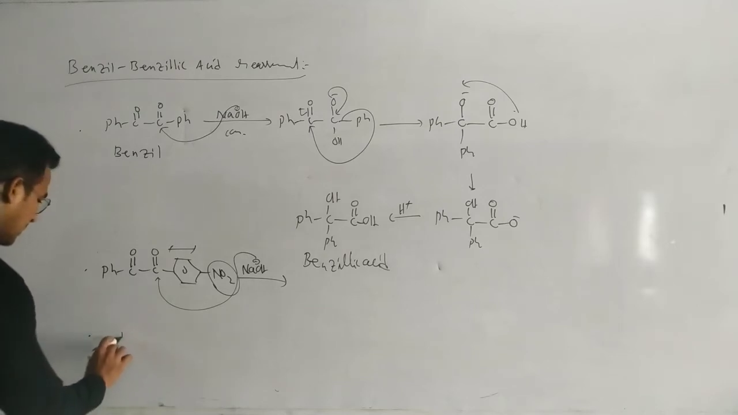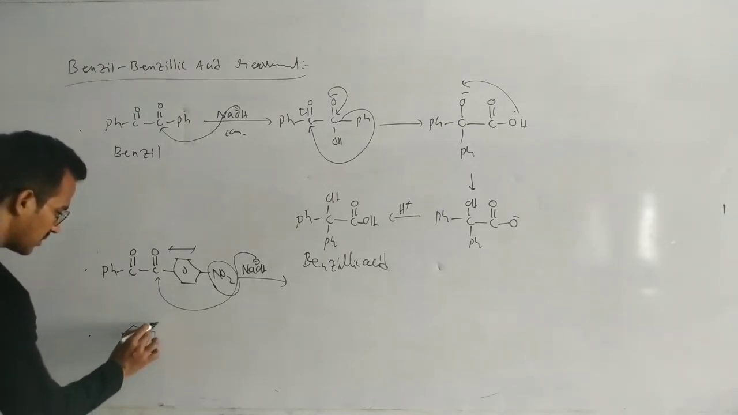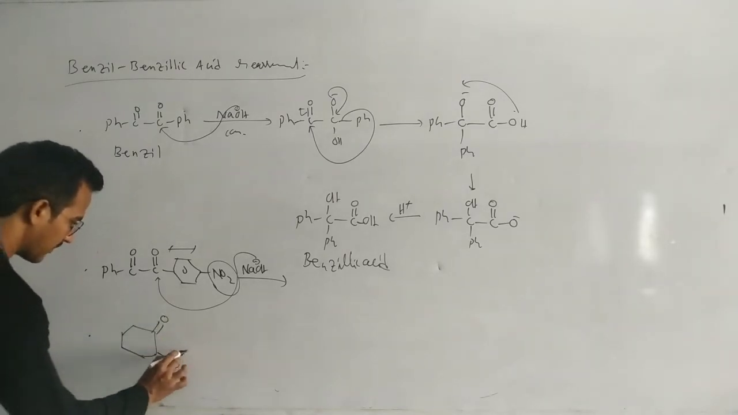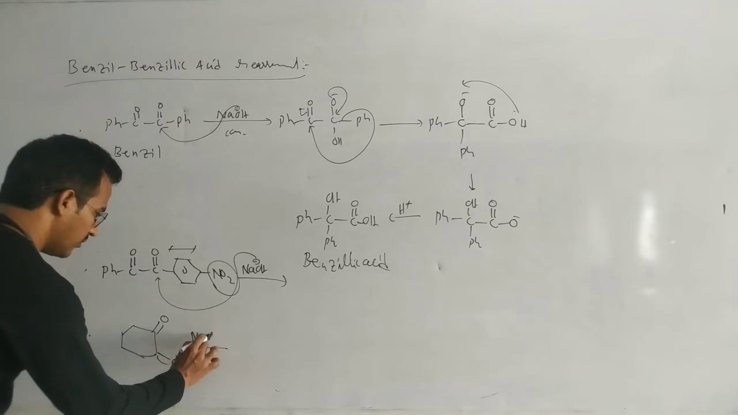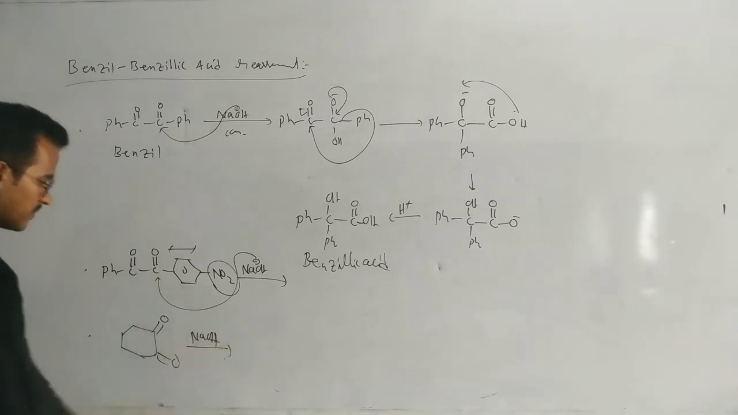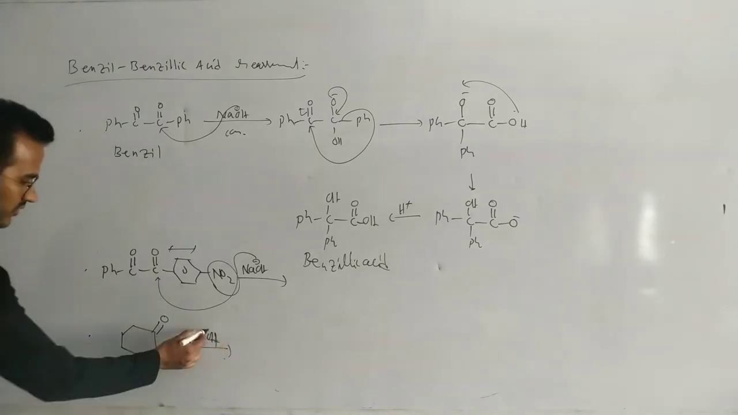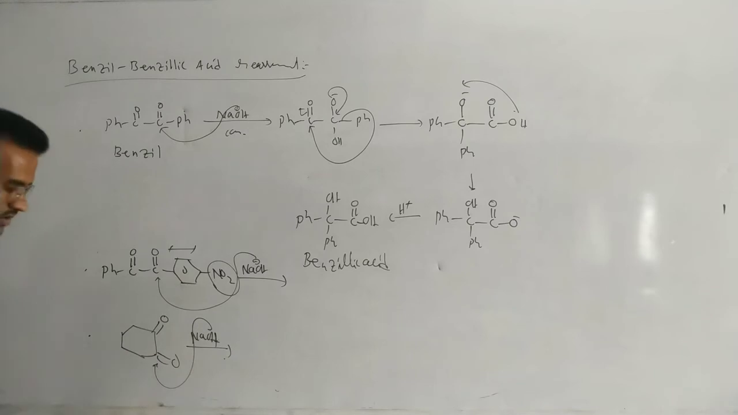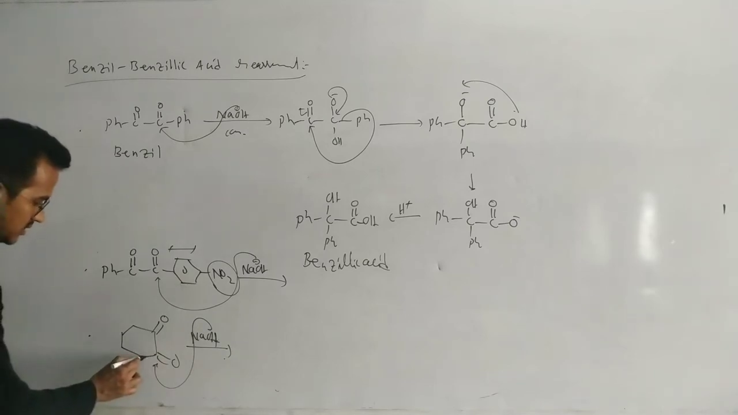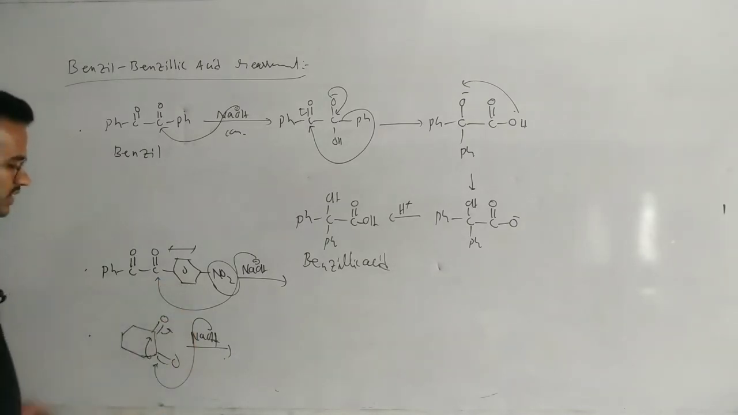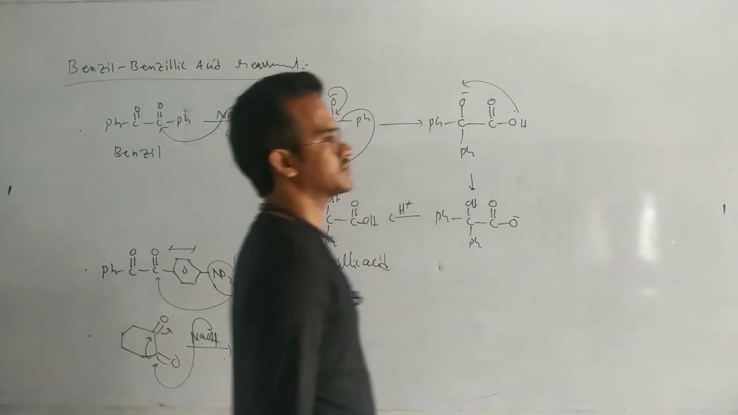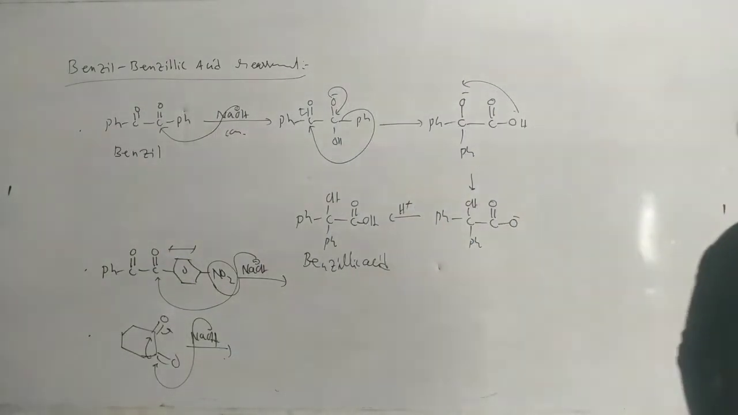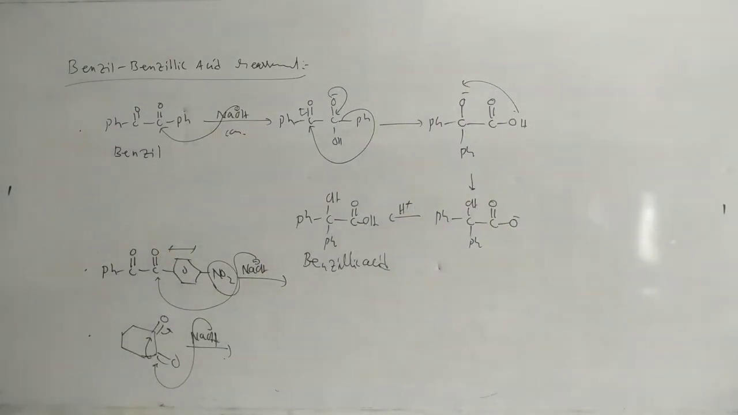First, suppose you try the reaction for this cyclic compound, the diketone. Here NaOH. First nucleophile attacking, then alkyl C-C bond migration takes place. So write the product yourself. Okay, that is the benzilic acid rearrangement.